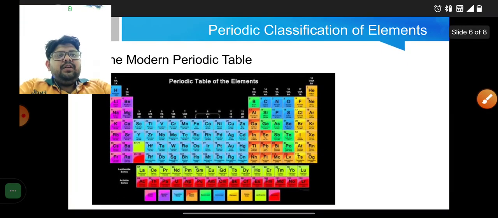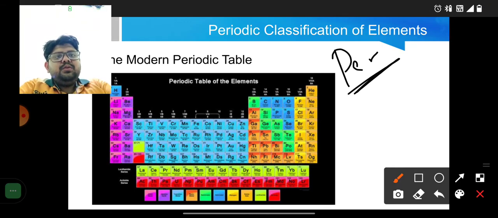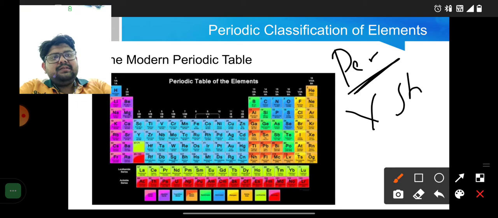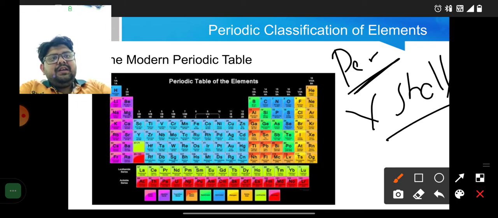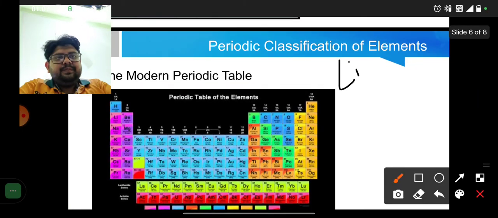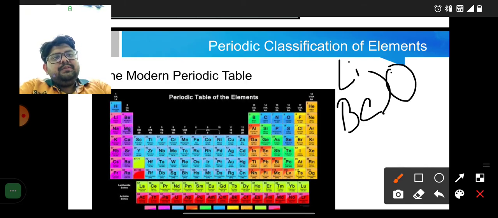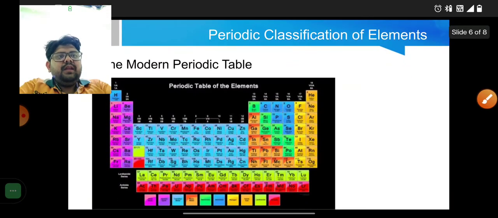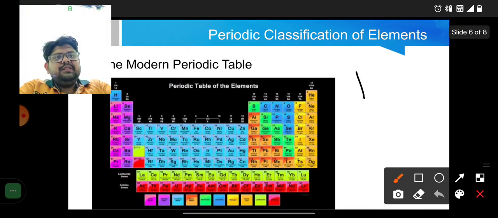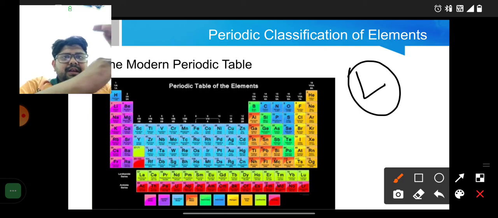Similarly, for the period, he took those elements which have the same number of valence shells. To clarify this, I want to take an example of two elements like lithium and beryllium. When we draw the Bohr-Bury model of these two elements, we will observe that the last electron is placed in the L shell. So in this way, he categorized or classified the elements into groups and into periods.